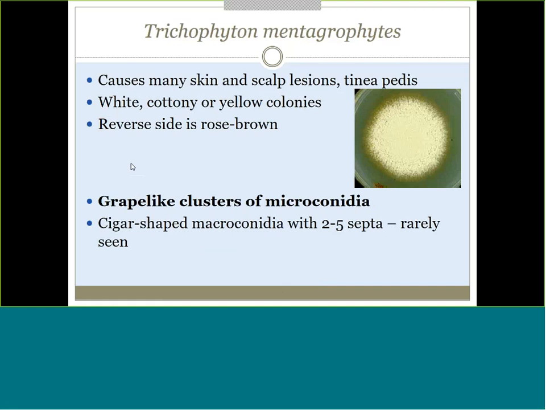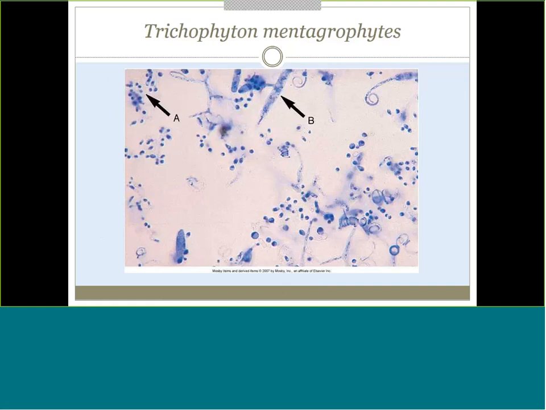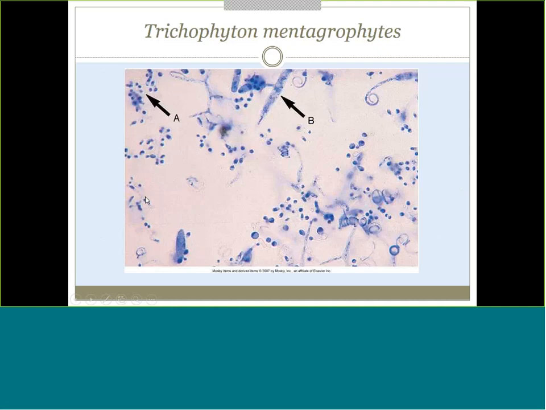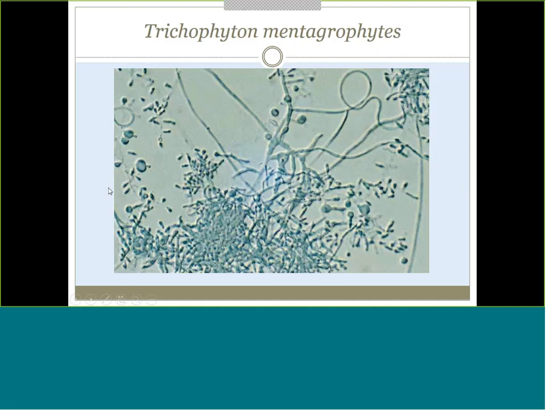The big characteristic with this one is the microconidia are said to be more like grape-like clusters when you see it under the microscope. Letter A is showing a little bit more of the grape clusters. Letter B is showing you the macroconidia in a cigar shape, and that's mentioned here at the bottom. Here is another picture of all the little grapes. This one doesn't show the macroconidia so much. This isn't the best picture, but yeah.